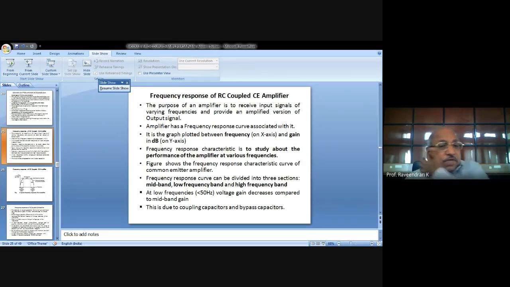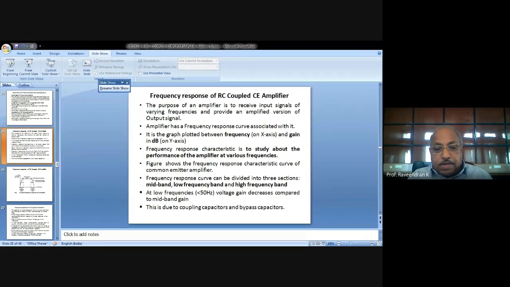And frequencies at which the midband gain falls by 70.7% are called 3 dB frequencies. I told you the 3 dB frequencies are F1 and F2. F1 is called the lower cutoff frequency or 3 dB point, and F2 is the upper cutoff frequency or 3 dB point. There are two 3 dB points where the gain reduces to 70.7%, or 0.707 AV, of the response characteristics. Follow my point. And the difference between F2 and F1 is called the bandwidth B.